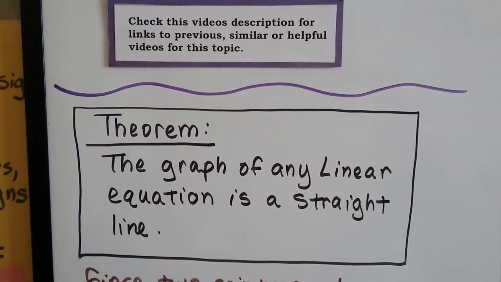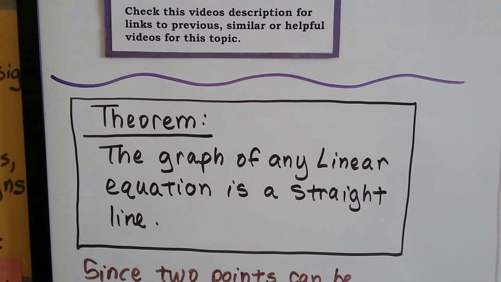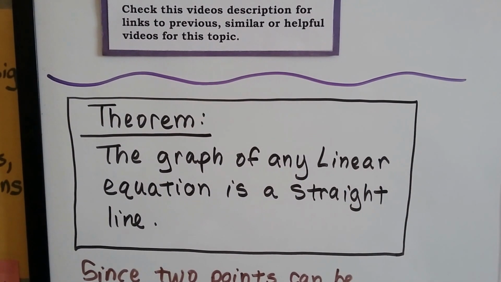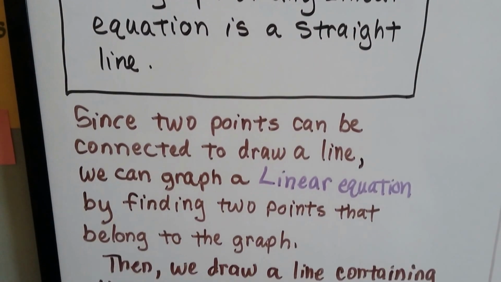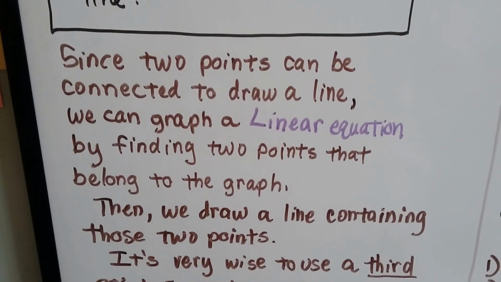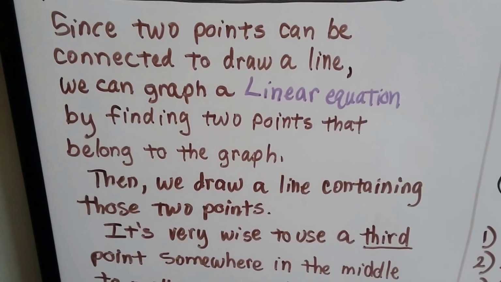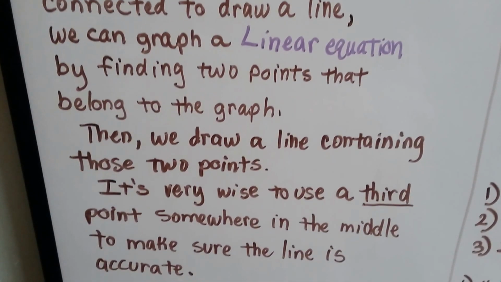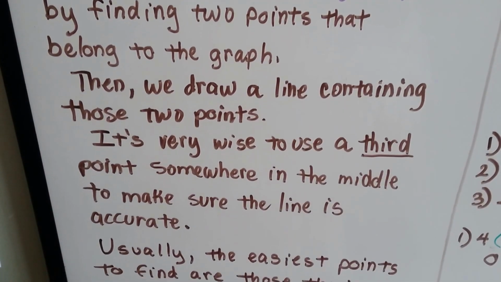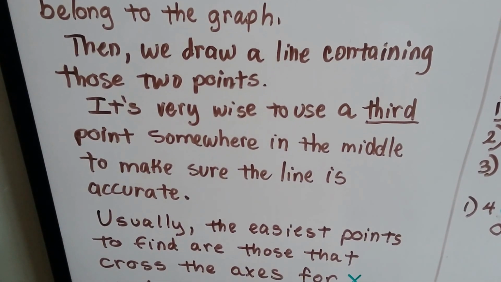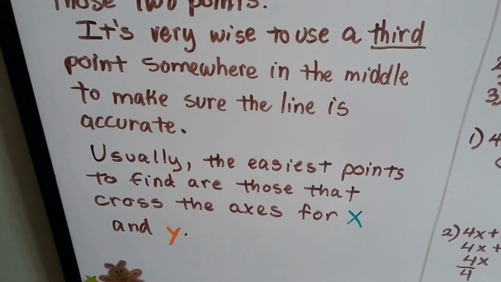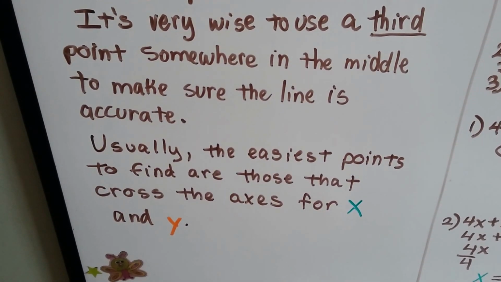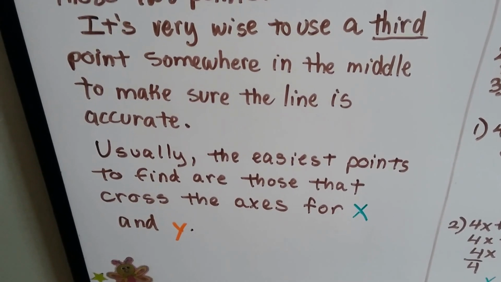The theorem we have here says the graph of any linear equation is a straight line. Well, since 2 points can be connected to draw a line, we can graph a linear equation by finding 2 points that belong to the graph. Then we draw a line containing those 2 points. And it's very wise to use a third point somewhere in the middle to make sure the line is accurate. Usually, the easiest points to find are those that cross the axis for x and y.